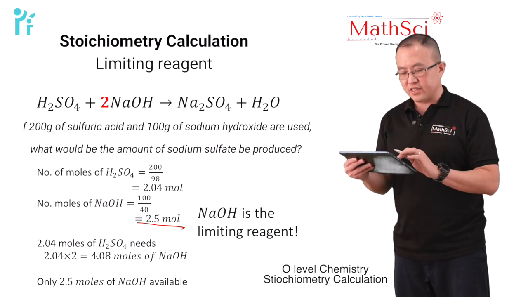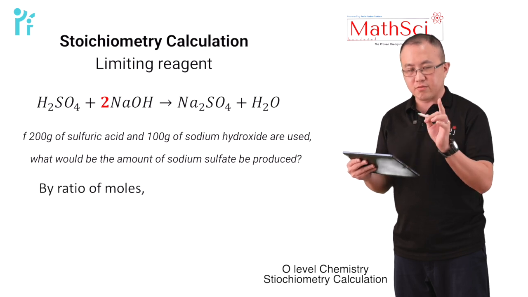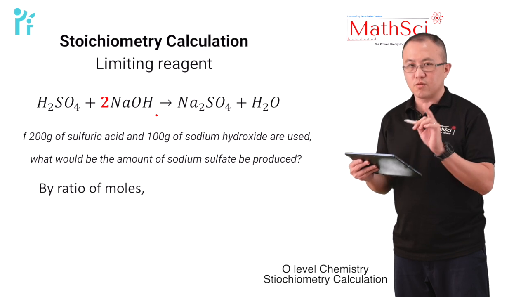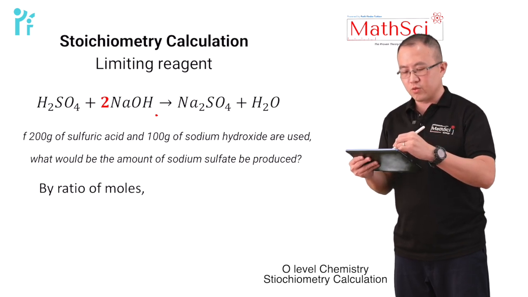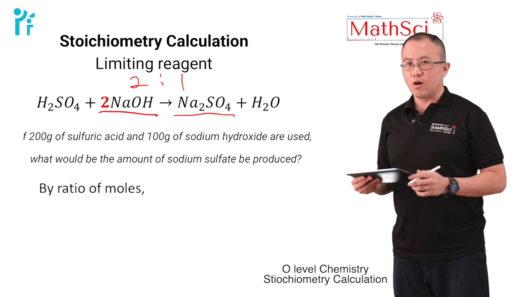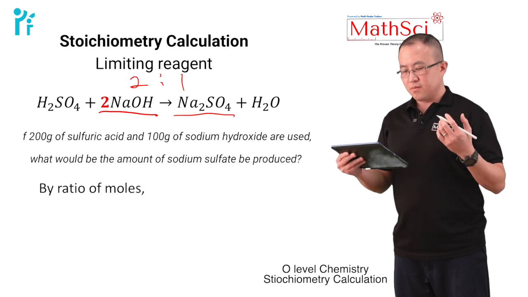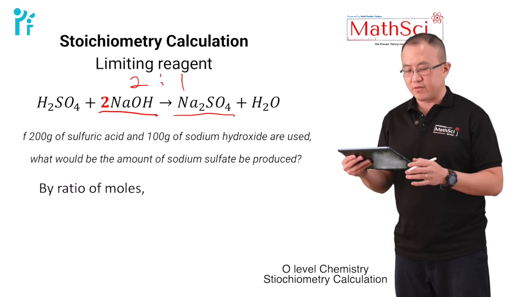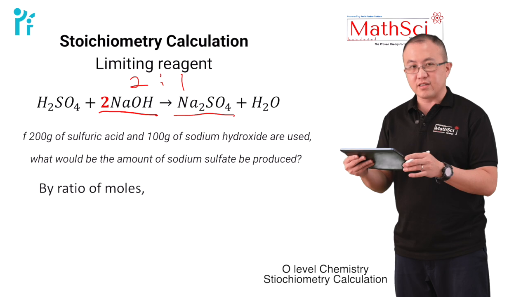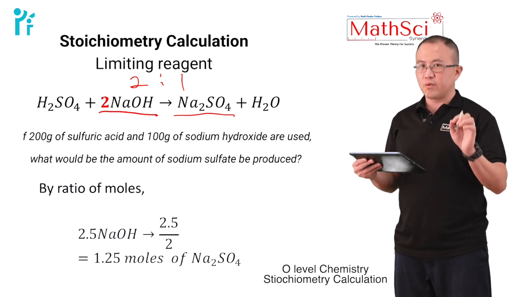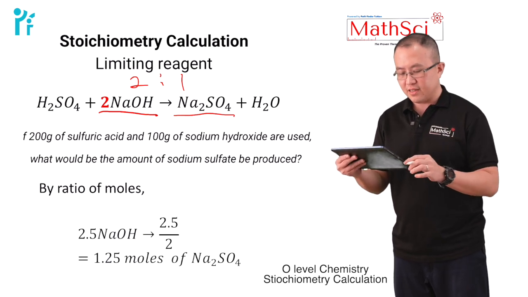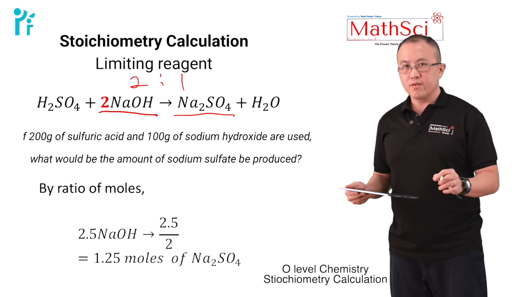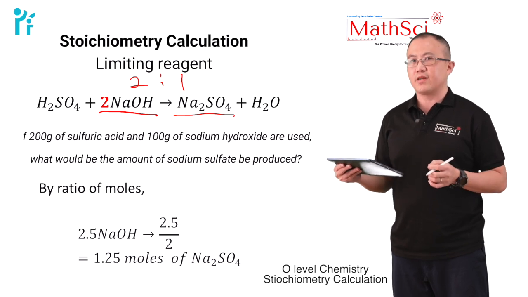So looking back at the equation now, you will be able to see that by the ratio of mole, every 2 mole of sodium hydroxide will produce only 1 mole. So the ratio is 2:1. Meaning to say that you always need to use more sodium hydroxide to produce the salt that you want. It's a 2:1 ratio. So by that, if we look at the calculation now, quite simple. You know that you're going to use 2.5 mole of sodium hydroxide. So you just need to divide by 2. So by ratio, you will see that 1.25 mole of sodium sulfate will be produced.